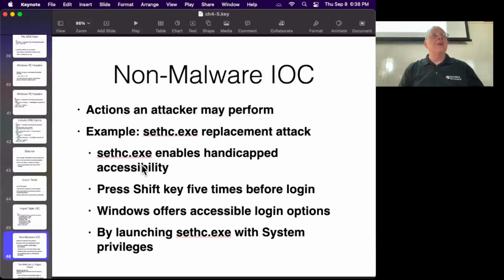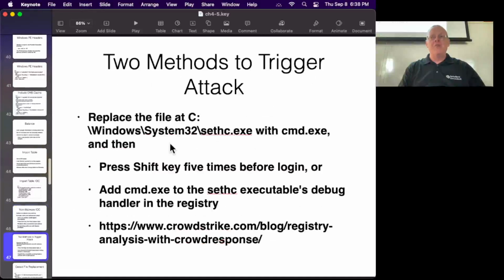SethC is the handicapped accessibility. If you can't type on a keyboard, you hit the Shift key 5 times when you're logging in, and it'll pop up like an on-screen keyboard or something. And so, therefore, if you can replace this file with another file, it will run before you've logged in. So what you do is you replace it with cmd.exe. This was real popular up until about Vista or so. Now when you press Shift 5 times, it will open a command prompt as system before you've logged in. Now you have system privileges on the machine, and you can make an account and log in and do whatever you want. So there's another way to do it by adding cmd.exe to a debug handler in the registry. These are 2 ways to modify this file and thus get a backdoor into the machine.